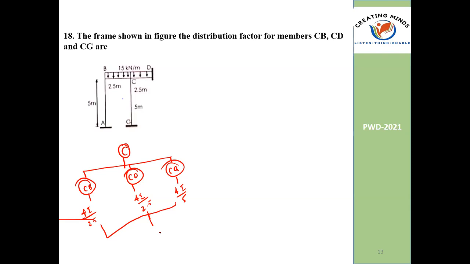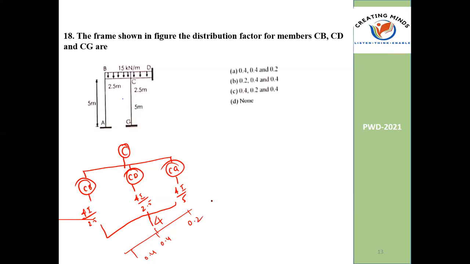Don't rush, work it out, it's okay. In 1 or 2 minutes you are getting 2 full marks. What is the sum? 4 by 2.5 plus 4 by 2.5 plus 4 by 5. Now the answer will be 0.4, 0.4, and 0.2.